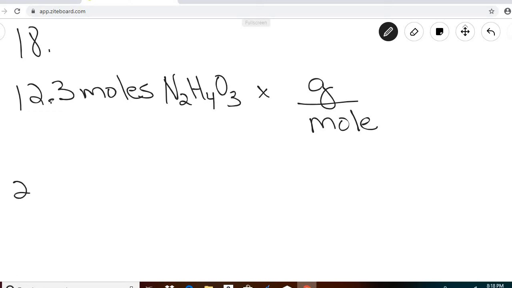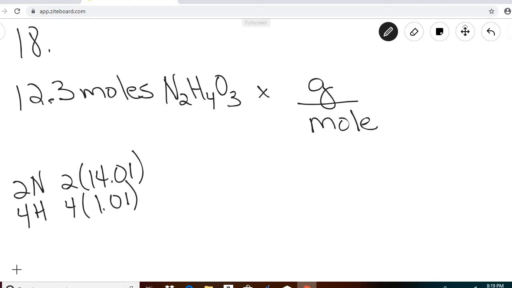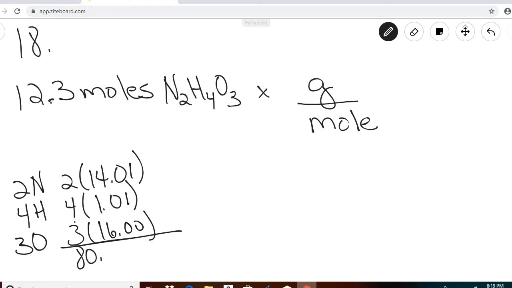N2H4O3. So we have 2 nitrogens. Each nitrogen is 14.01. We have 4 hydrogens. Each hydrogen is 1.01. And we have 3 oxygens, and each oxygen is 16.00. So adding all that together, we get 80.06 grams is equal to 1 mole.